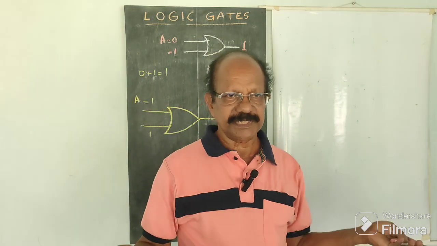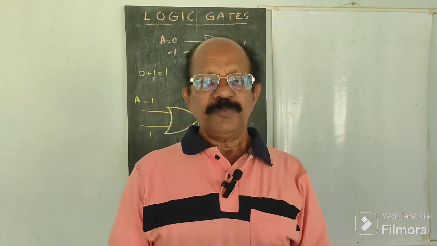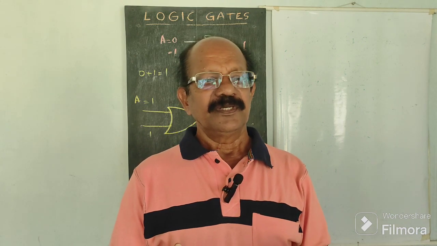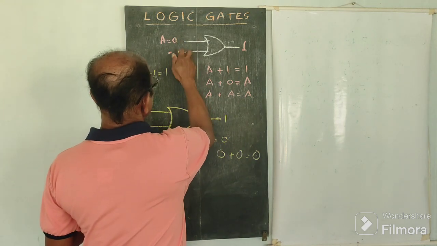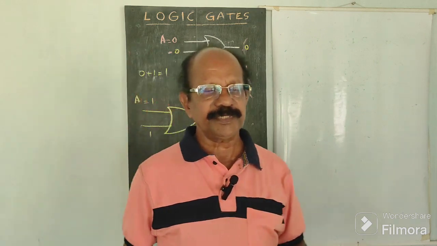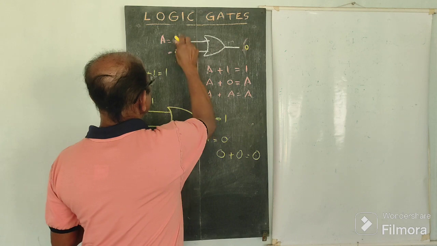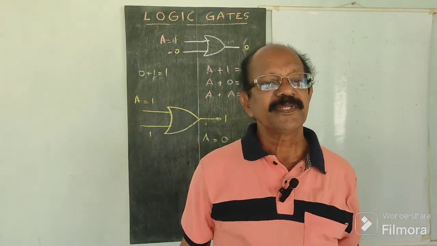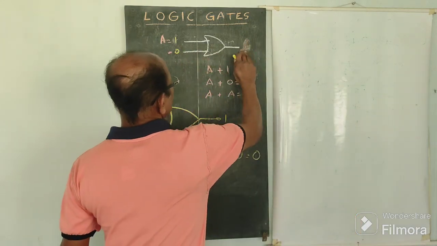Both are low, so the output is low. This is the meaning. The output is low, which is correct, since both are 0. Then here, A is equal to 1, what will be the output? Think. Next step. Okay, it is always 1.